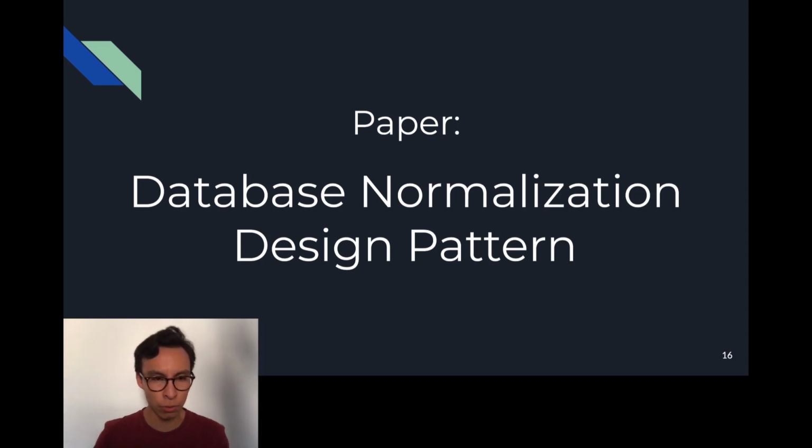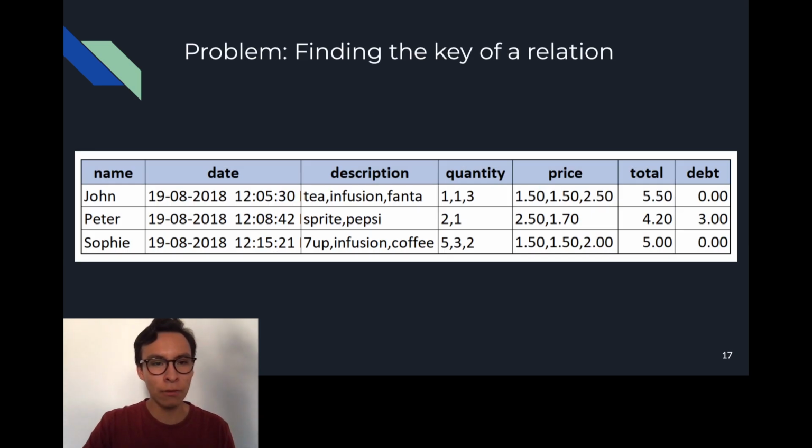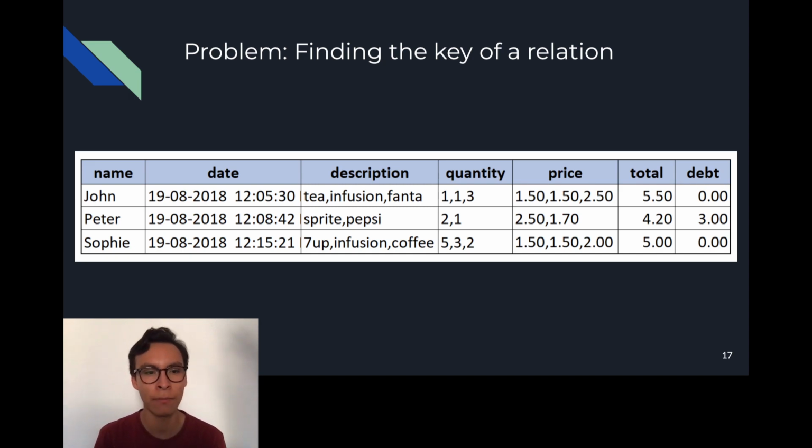The paper we chose has by title Database Normalization Design Pattern. This paper identifies the problem of finding the key of a relation in the process of normalization. Regularly, when we normalize, it is difficult to correctly identify which column should be the key of the relation or which column should be the key for the whole table.